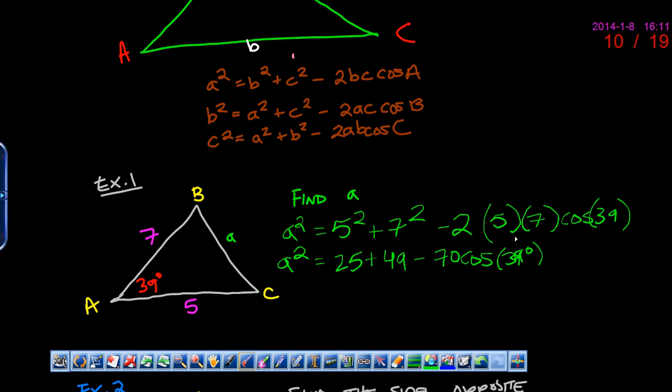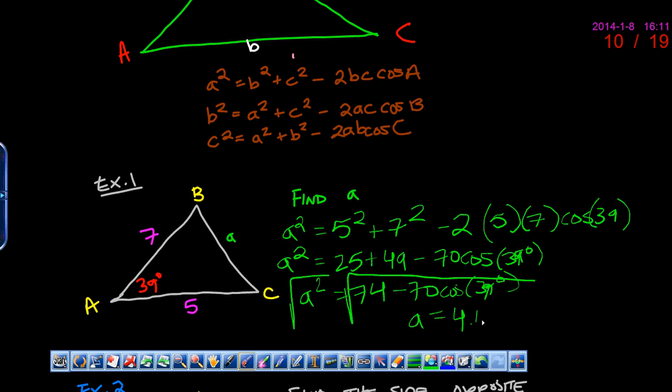And then last thing, let's just go ahead and add some stuff together. So I got 25 and 49, that makes 74. Minus 70 cosine of 39 degrees. And then the last thing, if I want to figure out what A is, we got to take the square root. So be sure we put all this in the calculator underneath the square root. We're going to get A is like 4.427, I think, or if you want to say 4.43, that works for me.